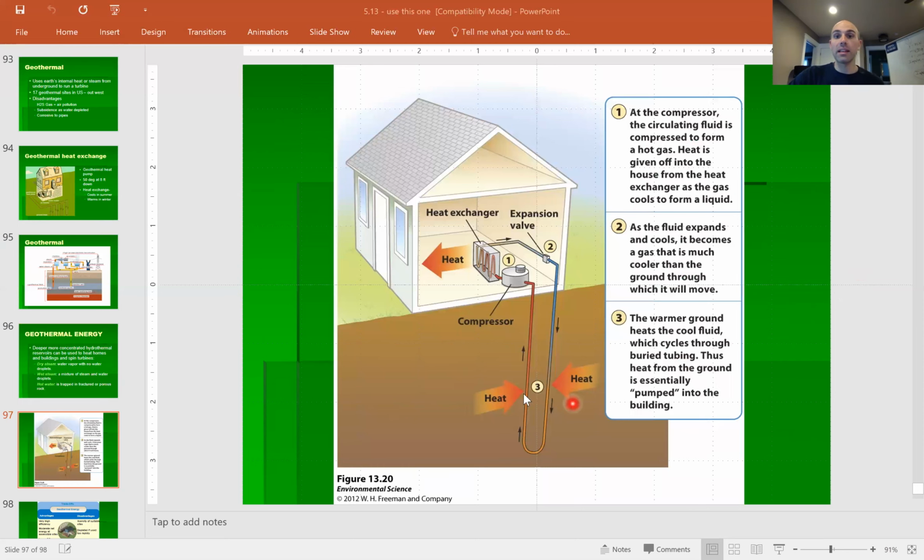Moving on, we see again a residential use. The neat thing with this is you can either go down, or if you live by a lake, as I do, you can go down and out under the lake. The lake keeps a very consistent temperature right underneath of it. So there are multiple avenues as far as getting your geothermal system hooked up.